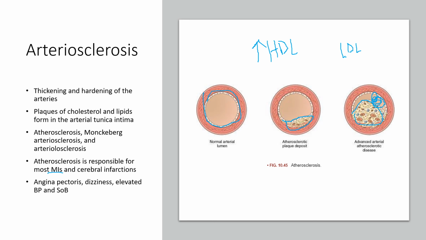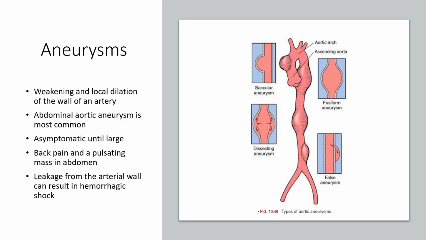the MI, usually angina pectoris, dizziness, elevated blood pressure, and shortness of breath. An aneurysm is the weakening and local dilation of the wall of an artery. And the symptoms really depend on the location and the size of the aneurysm and the extent of the dilation.